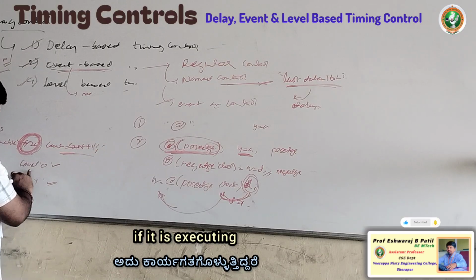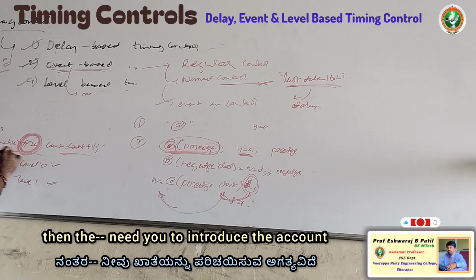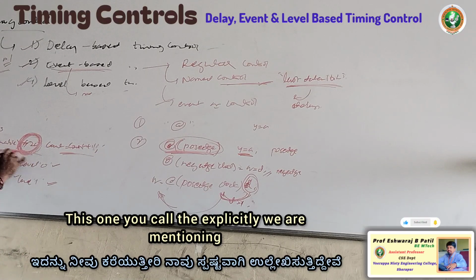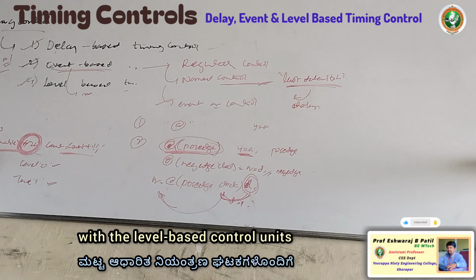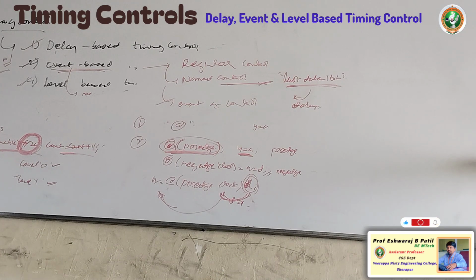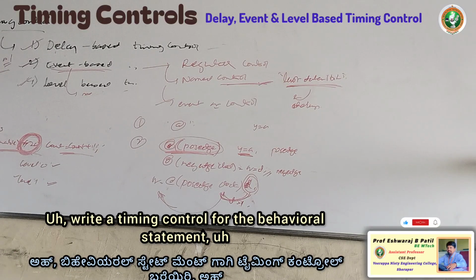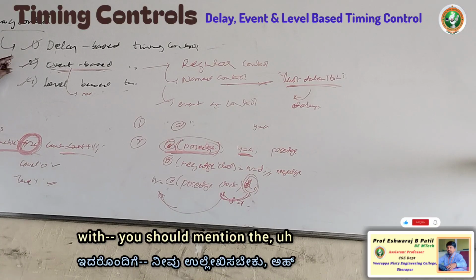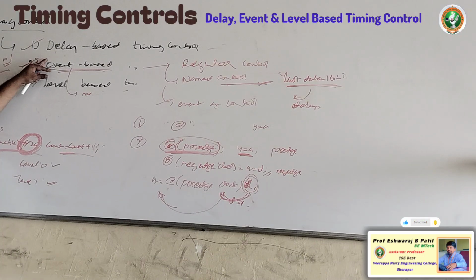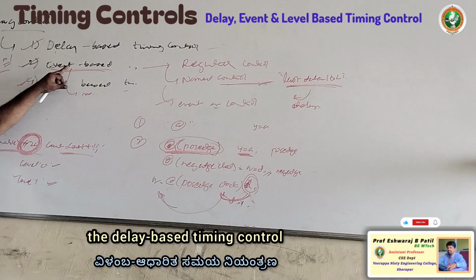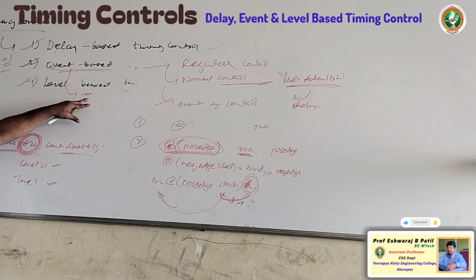Okay, if it is executing, then you have to introduce some delay over there when counting. This one is what we call explicitly mentioning the level based control. This is what they will be asking in the examination: write a timing control for the behavioral statement. You should mention what the timing control is and all, and there you also have to mention the delay based timing control, event based timing control, and level based timing control.